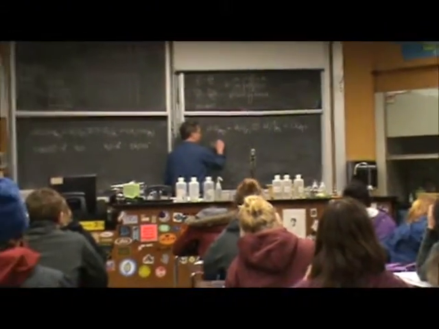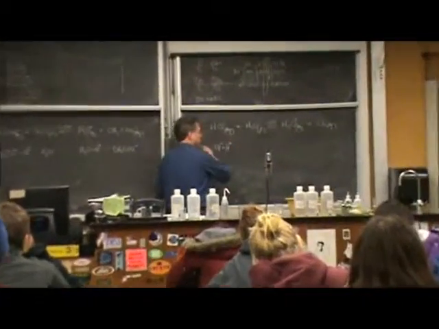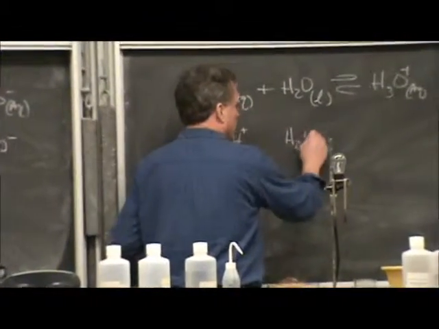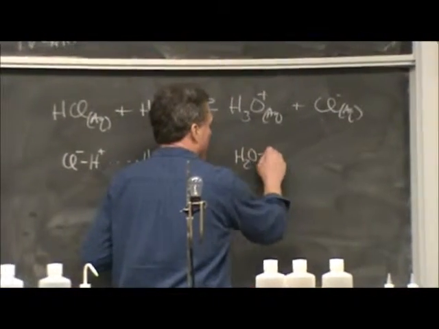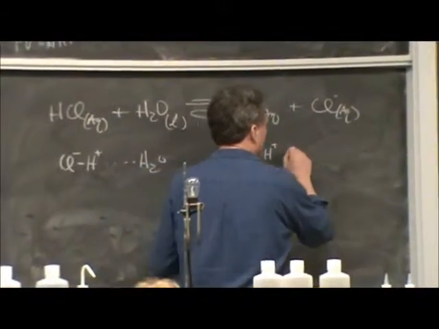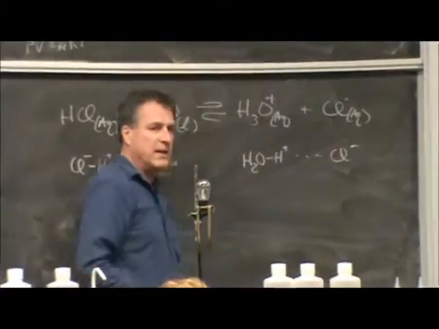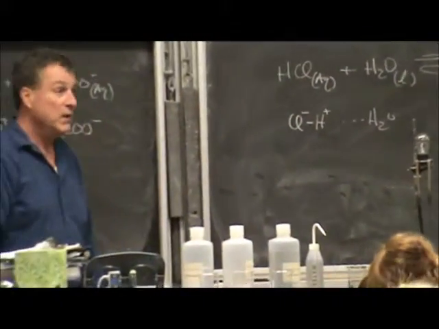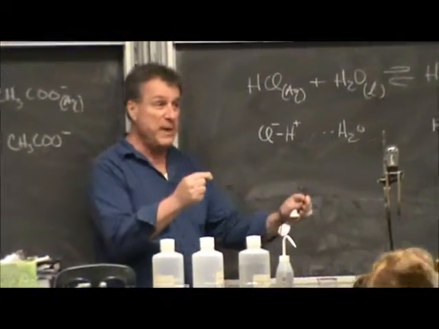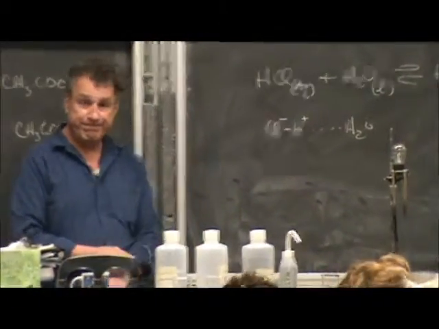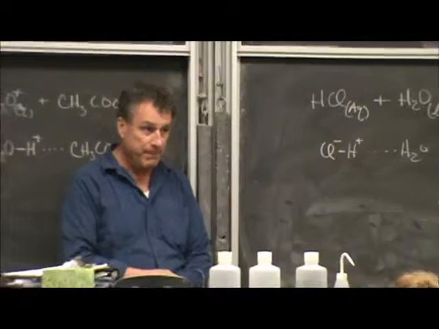Now, let's look at this reaction. Here we have a chloride ion with the hydrogen ion attached, and the water molecule is trying to take it away. Over here, we have the water molecule with the hydrogen ion attached, and the chloride ion is trying to take it away. So we have a competition between two bases, a tug of war between two bases. Which base is stronger? Water is this time.